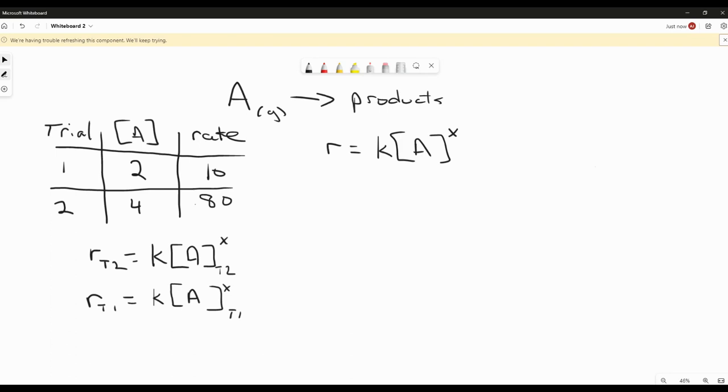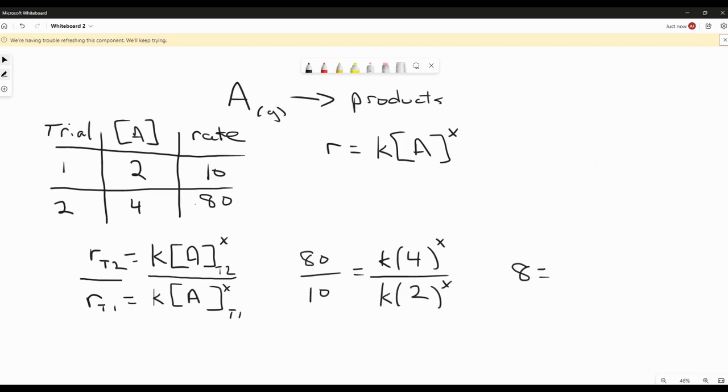To solve for our exponent, we are going to set up a ratio and compare the left side to the right side. So we're dividing trial 2 by trial 1. Let's substitute in our numbers now. Now I'm going to simplify the left side and the right side, still keeping them separate. The left side simplifies to 8, 80 divided by 10. The right side we need to do a bit more work on.